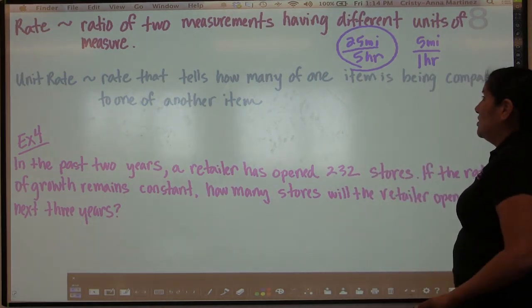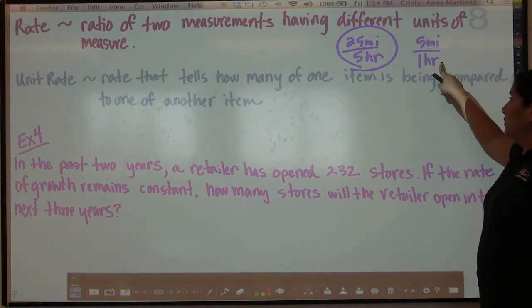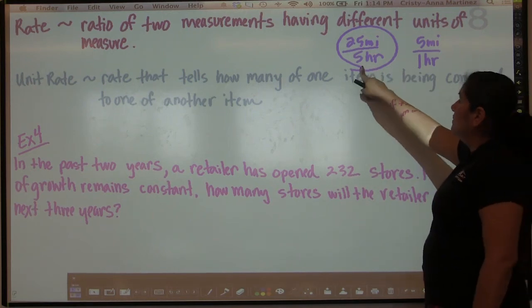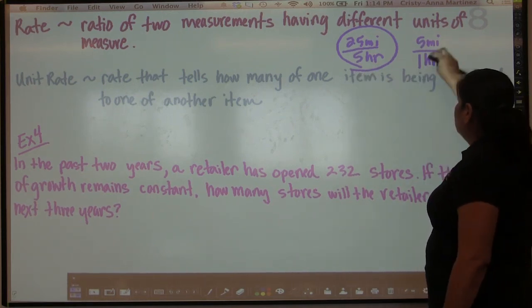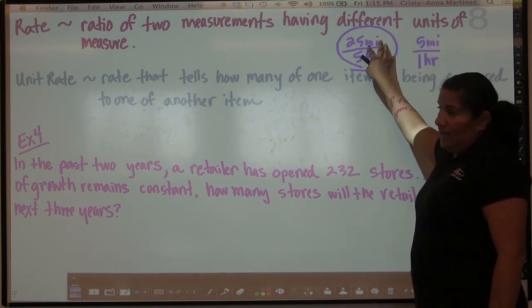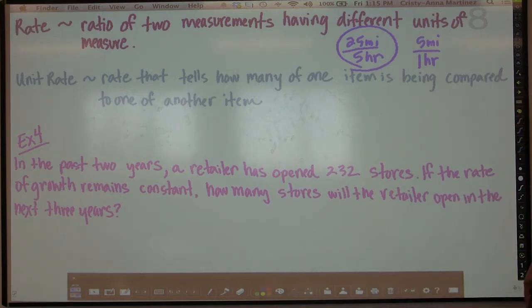But we could take the 25 miles to 5 hours, and it would be the same thing as, this would be the unit rate of the same idea. If you reduce this fraction, 5 goes into 25 5 times, 5 goes into 5 once, this would be the unit rate, this would just be a regular rate. So a unit rate is when you compare it to one of the item.